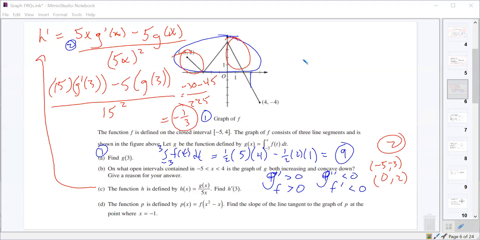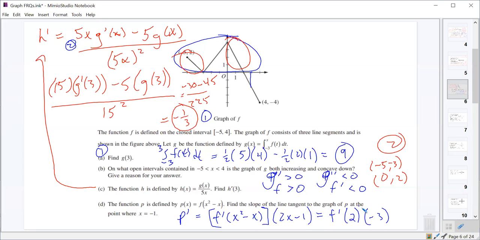All right, and part D. We got p of x, which is f of x squared minus x. We want to find the slope of the line tangent to p when x is -1. So that means we need to find p prime, which ought to be, this is just the chain rule, f prime of x squared minus x times the derivative of x squared minus x, which is 2x minus 1. And if we're looking for that when x is -1, that ought to be f prime of -1 squared is 1, minus -1 is 2, so f prime of 2, and then -2 minus 1. So f prime of 2 times -3.